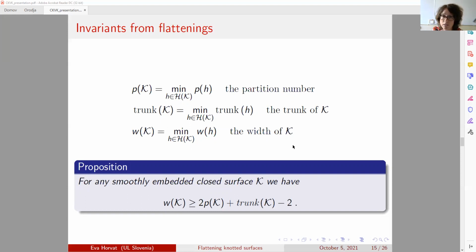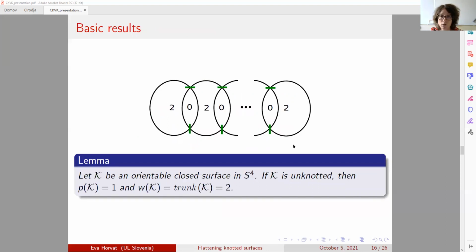Now it's easy to see that these three invariants are related to some extent. This proposition describes this relationship. Okay, and now we have the setting where we may consider the values of these invariants. So first we consider the unknotted orientable surfaces. Recall that an orientable surface in the four-sphere is called unknotted if it is a boundary of a handlebody.